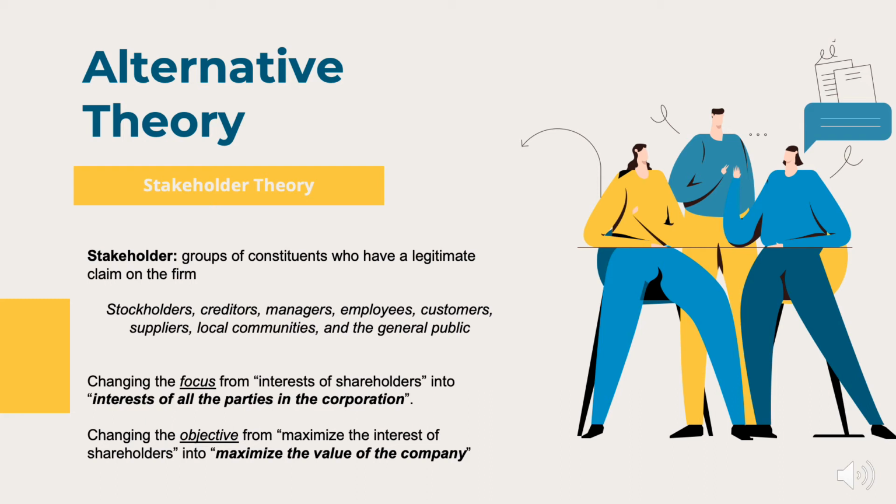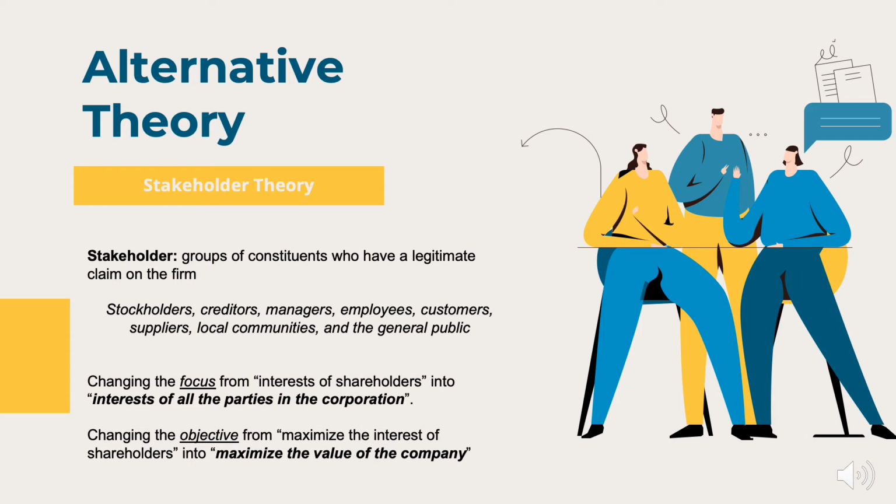So, moving on to the alternative theory, we have stakeholder theory. In agency theory, there's an assumption that the interests of principals and agents diverge, the whole thing between getting the job done and getting the job done right. It basically focuses exclusively on the interests of shareholders. However, stakeholder theory concentrates on the interests of all the parties in the corporation.